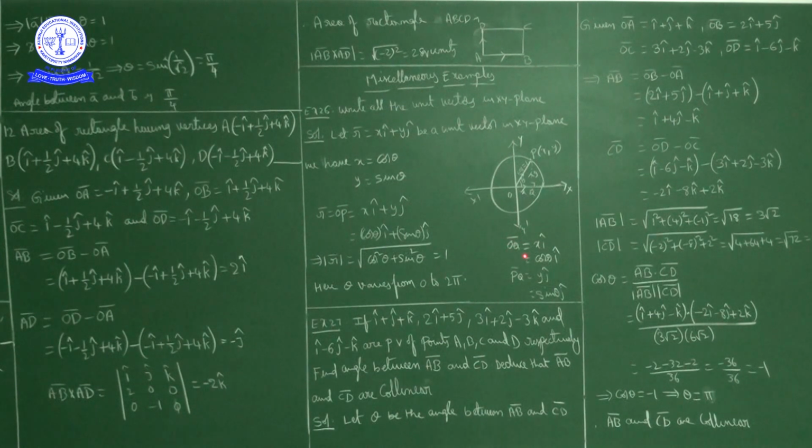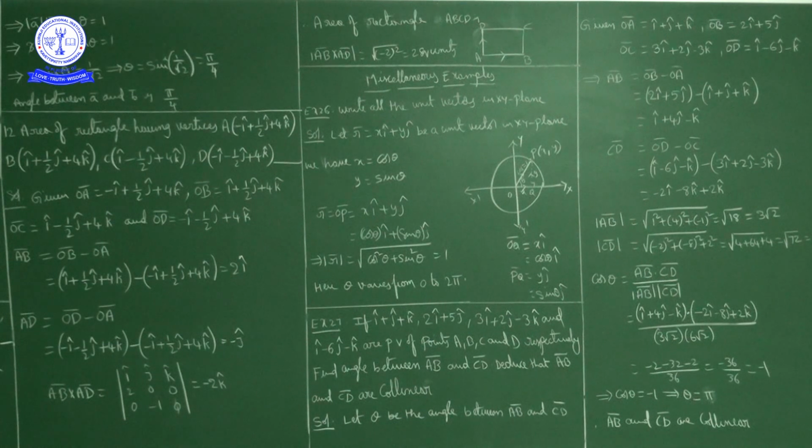So OP bar is equal to x i cap plus y j cap. Now one more thing, suppose this angle is theta. Now cos theta is equal to what? Adjacent side by hypotenuse. Cos theta is equal to x by 1, nothing but x. In place of x, what can we write? Cos theta. So OQ bar is cos theta i cap. Next, PQ bar is along y axis, unit vector is j cap. So PQ bar is equal to y j cap.